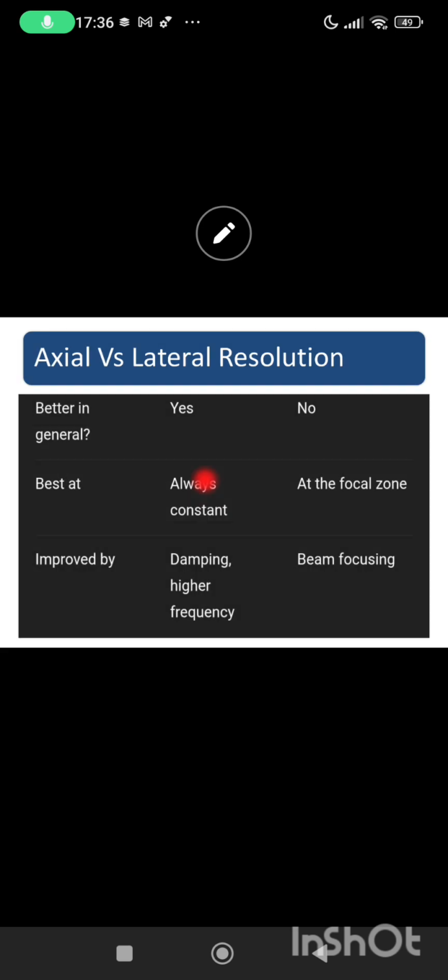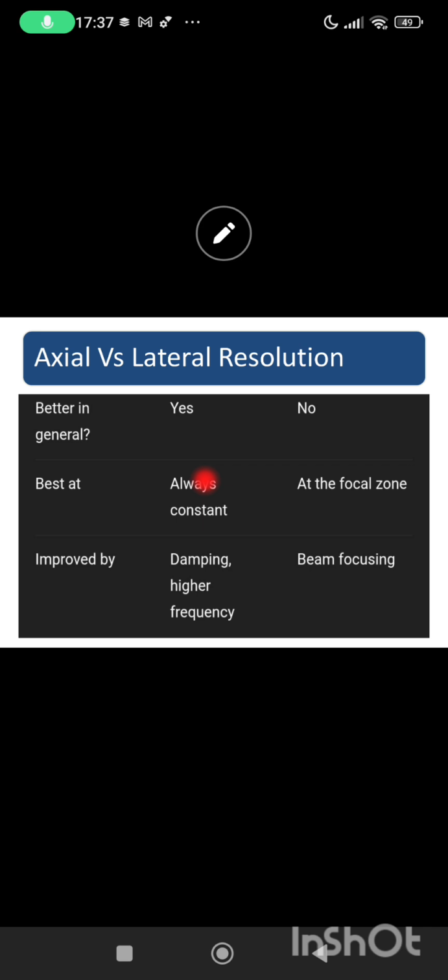It adjusts with focusing. If we do focus, the lateral resolution increases. Excellent. The axial resolution generally is better than lateral resolution. It is always constant, while for lateral resolution it improves at the focal zone, if the structure lies in the area of the focal zone. For axial resolution, it improves by damping, because damping reduces excessive vibration and decreases spatial pulse length, and it improves by higher frequency. Yes. While for lateral resolution, it improves by beam focusing.